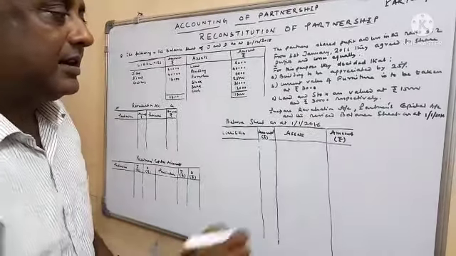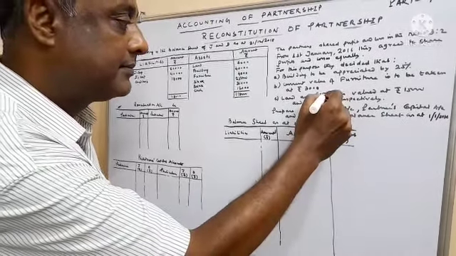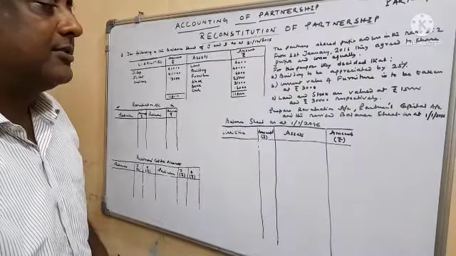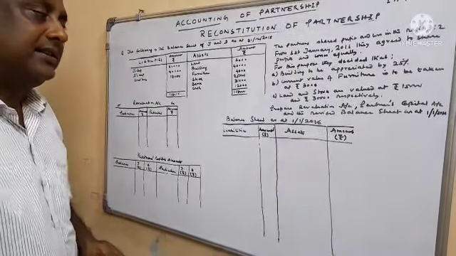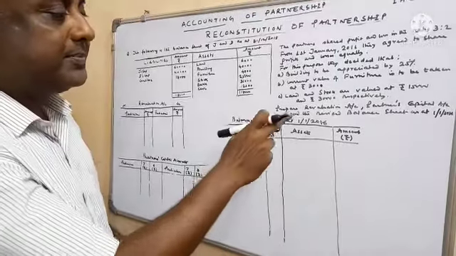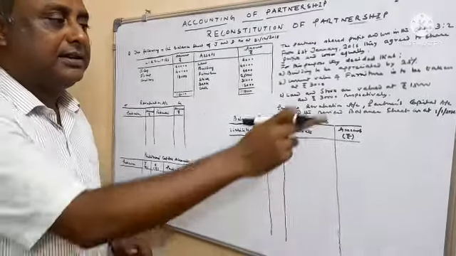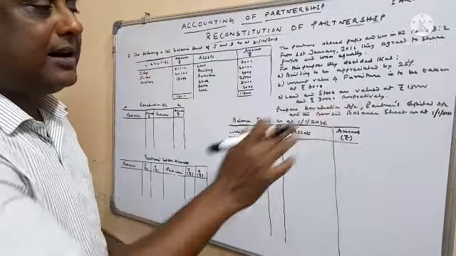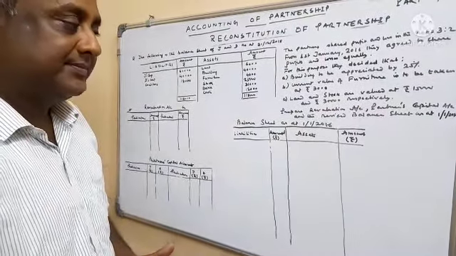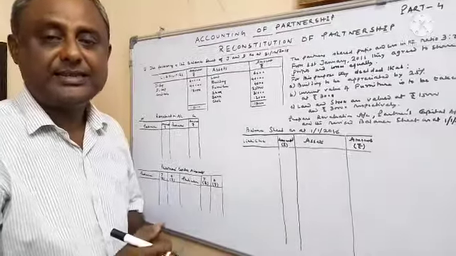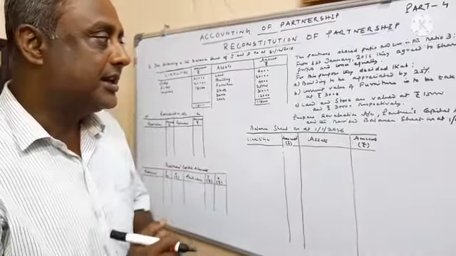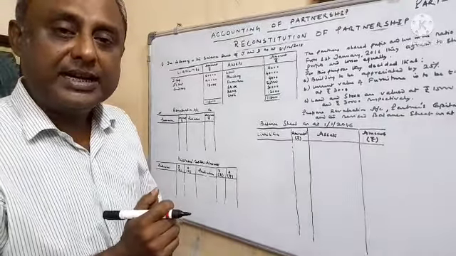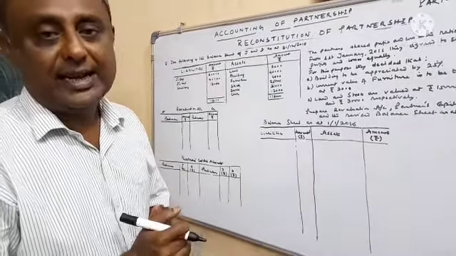Land and stock are to be valued at rupees 15,000 and rupees 30,000 respectively. What to prepare? We have to prepare revaluation account, partners capital account and revised balance sheet as at 1/1/2016. Now what we discussed in the previous class, revaluation account contains increase or decrease of asset and liabilities.